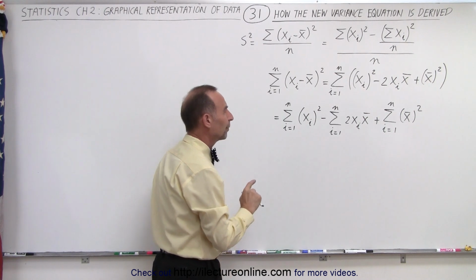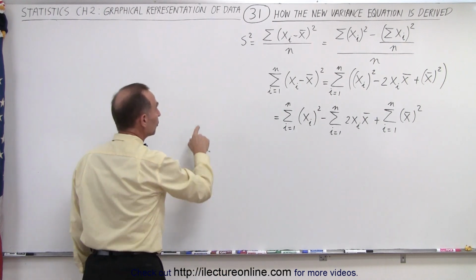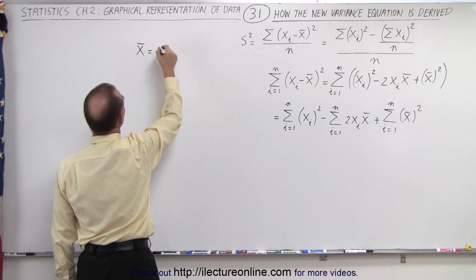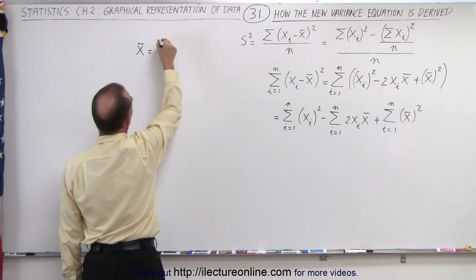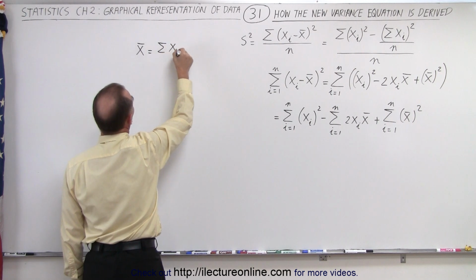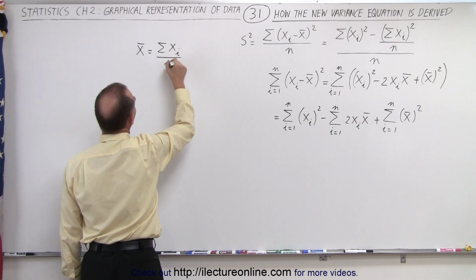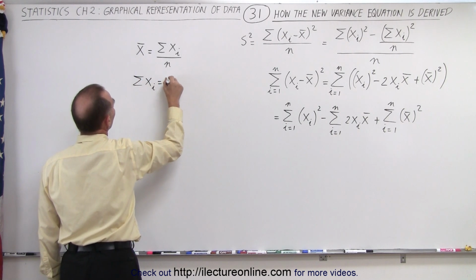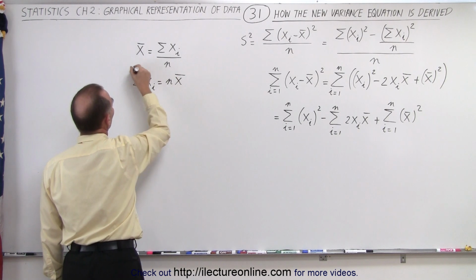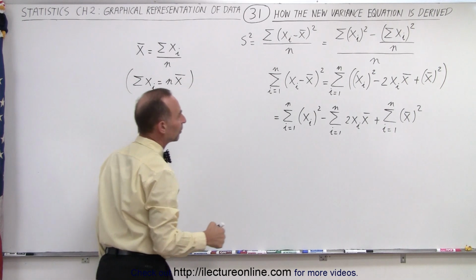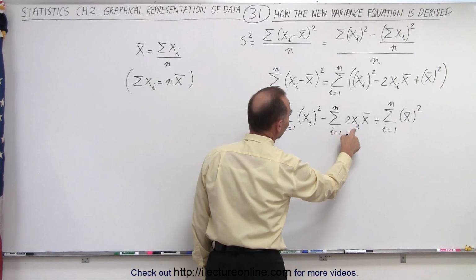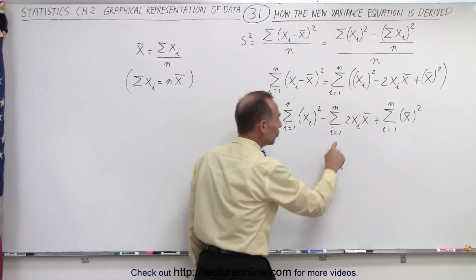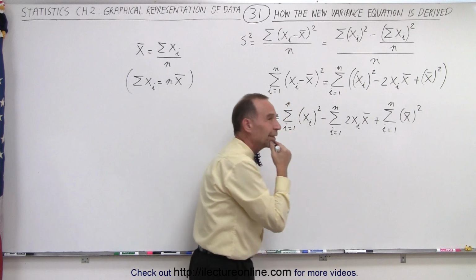Well, let's see here. We're going to play a little trick. What we're going to do here is say that the mean is going to be equal to the sum of all the x sub i's divided by n. So we can say that the sum of all the x sub i's is equal to n times the mean. So when we take this right here, we can replace the sum of x sub i's by this quantity right here. But then we're still stuck with the 2 and with the mean right there.